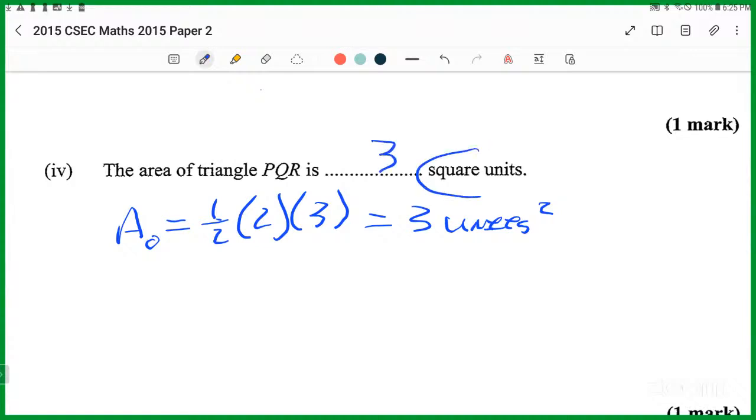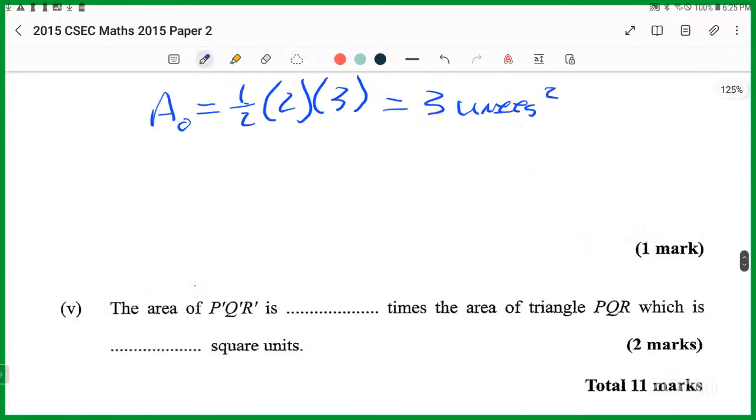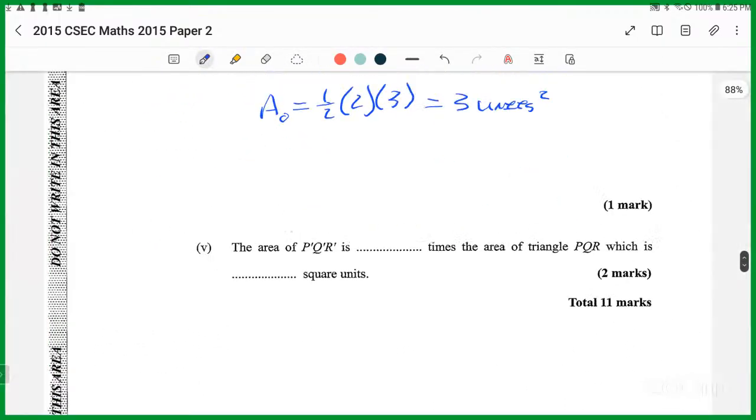3 squared units, or 3 units squared. So this is the working out for it, just to show the working out in this space. Then it asks us for the area of the image down here. The area of the image now.